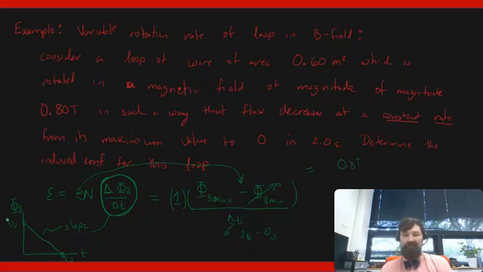Okay, so this ends up looking like 0.80 Tesla times 0.60 square meters. And the second term was a 0 anyway, so I don't need to include it, divided by 2.0 seconds. Okay, so this comes out to 0.48 divided by 2 gives me 0.24 volts for this problem.